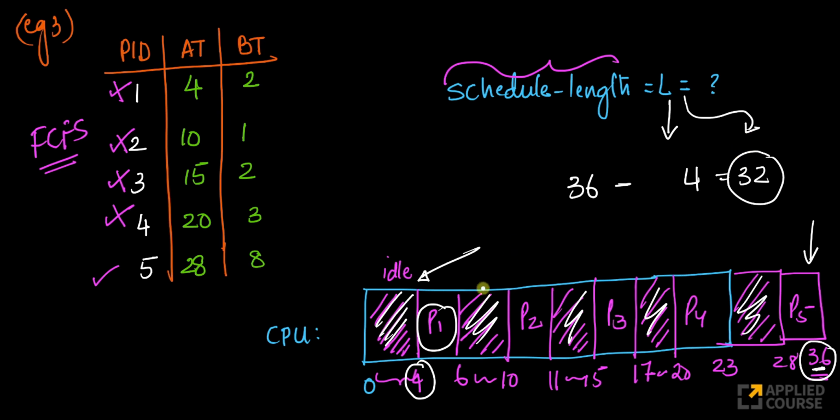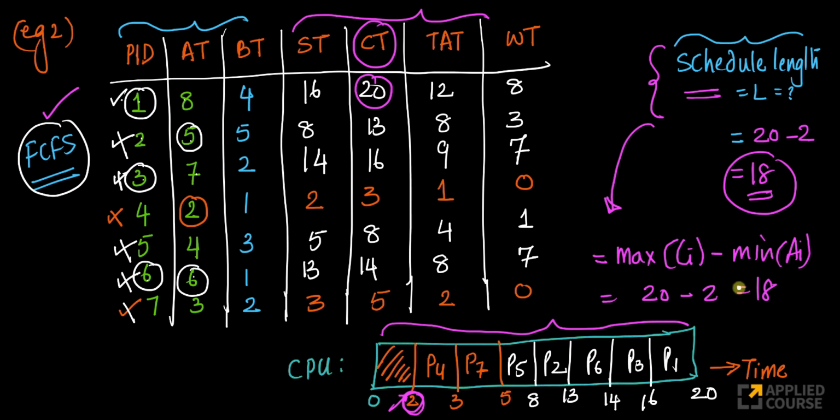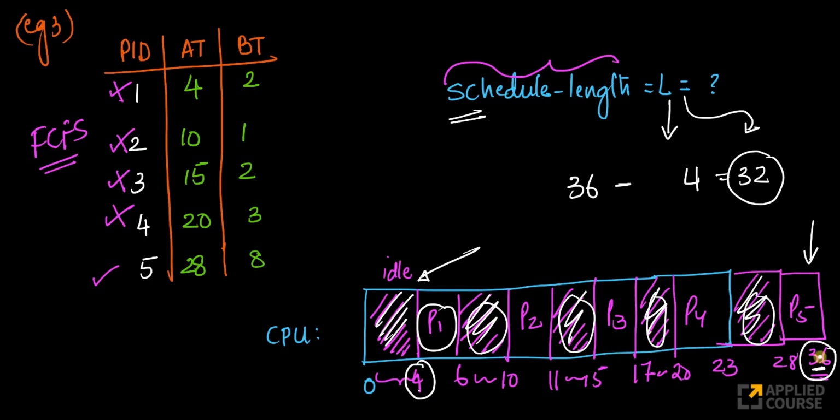Okay, very, very important. This is a very common mistake that I've seen folks make, which is they take 36 minus 4, which is 32, and then they subtract the idle times, which is incorrect. Because what is the definition of schedule length? Schedule length's definition is maximum completion time minus minimum arrival time. The maximum completion time here is 36. The minimum arrival time is 4.